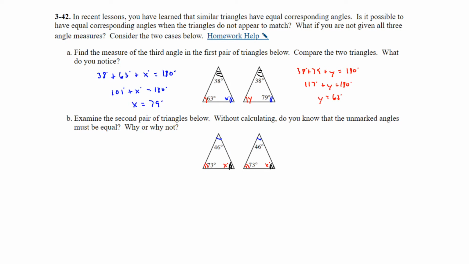So without calculating, could we recognize that the unmarked angle must be equal? Yes, and that's once again looking at the triangle angle sum theorem, knowing that if we have two angles, you add those up and take 180 minus those two angles, then the third angle is going to be the same.